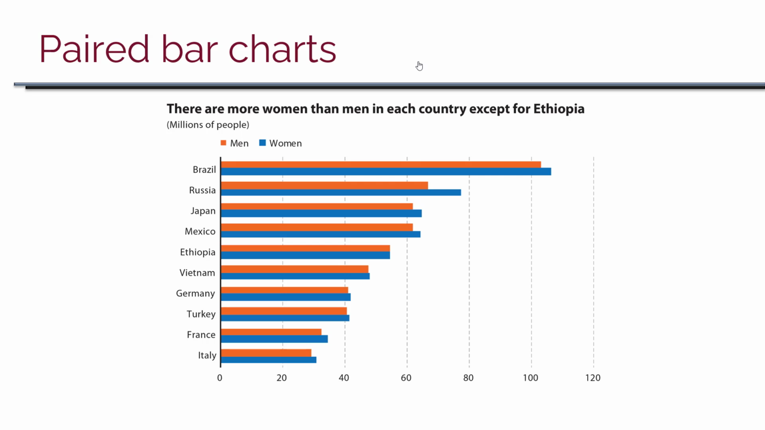So here's an example. Let's say there are more women than men in each country except for Ethiopia. So men red, women blue. So this is an example of those pairs, right? How do you like this chart? Perfect.